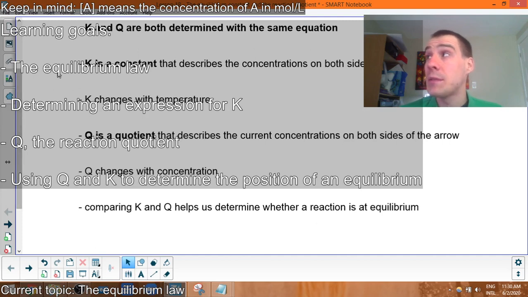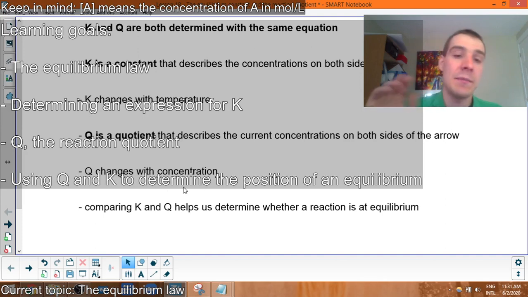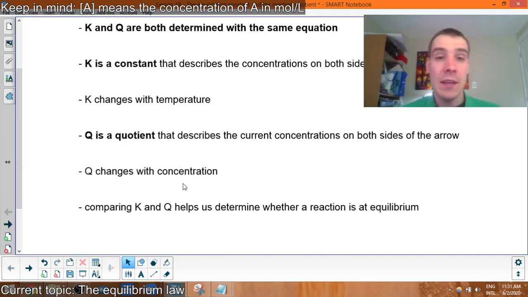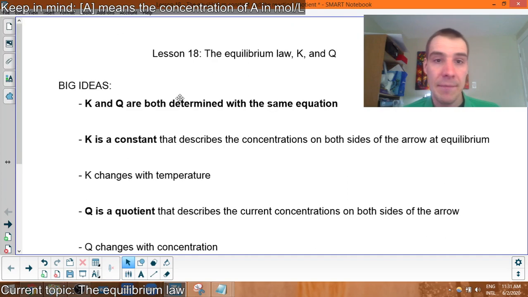First, we're going to learn the equilibrium law. We're going to talk about determining an expression for K. Then we'll talk about Q, which is that reaction quotient. And then we're going to use Q and K to determine the position of an equilibrium. So that's what we're interested in doing today. Keep in mind, square brackets means concentration in moles per liter. And let's get started on equilibrium law.